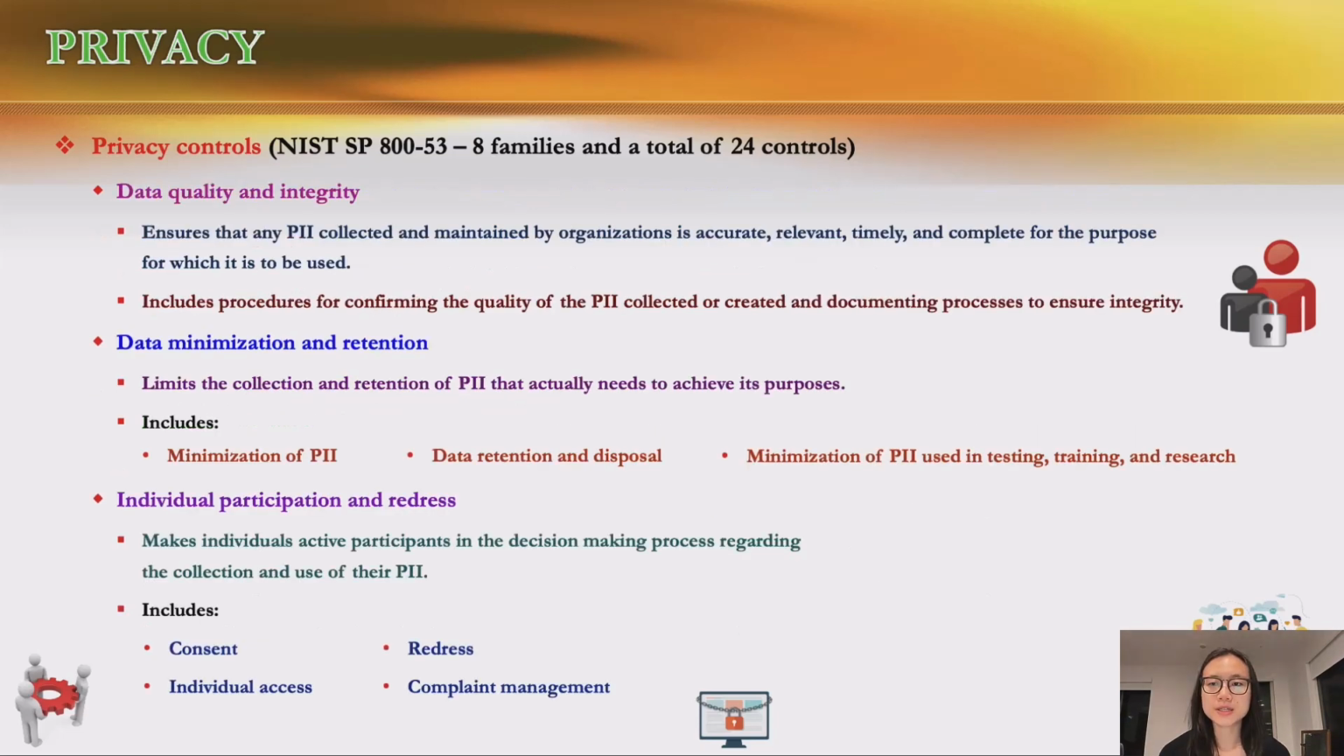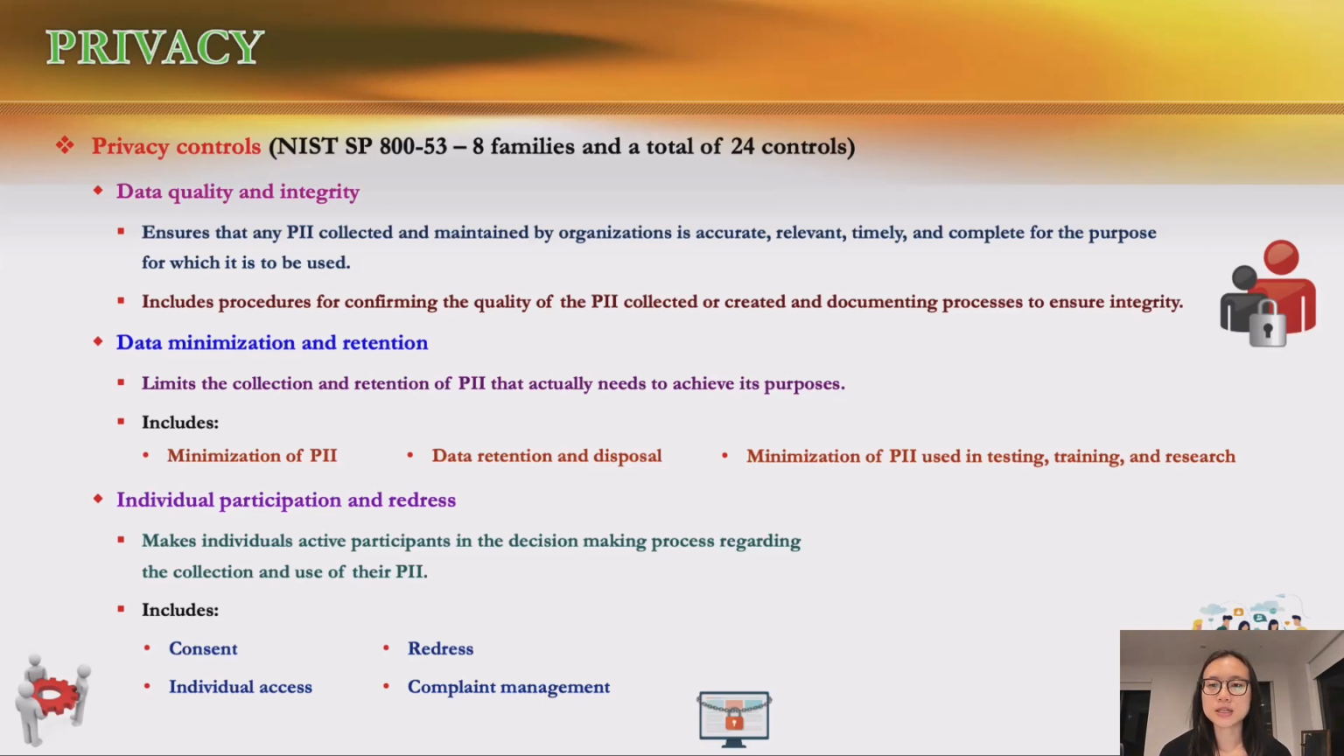The third family is data quality and integrity. This family of controls ensures that any personally identifiable information collected and maintained by organizations is accurate, relevant, timely, and complete for the purpose of its use. It includes procedures for supporting the quality of personally identifiable information that is collected or created and the documenting process to ensure integrity. The fourth family is data minimization and retention.